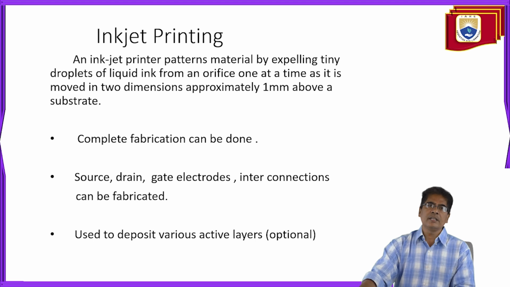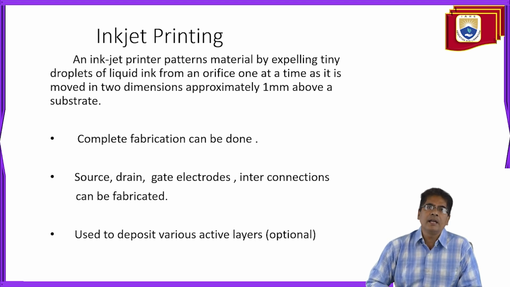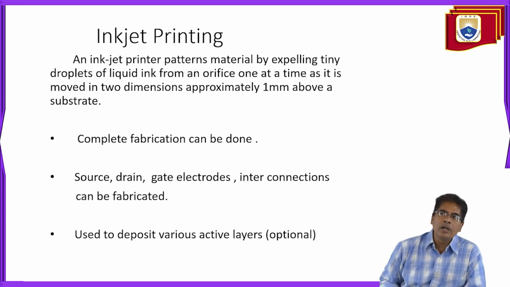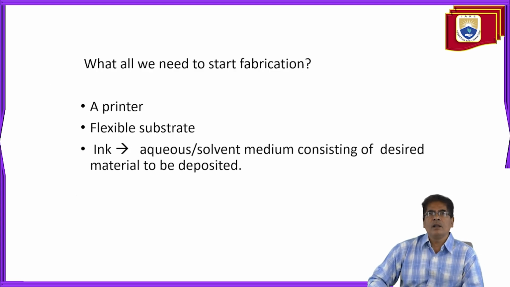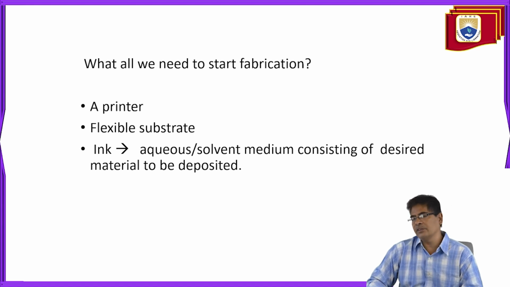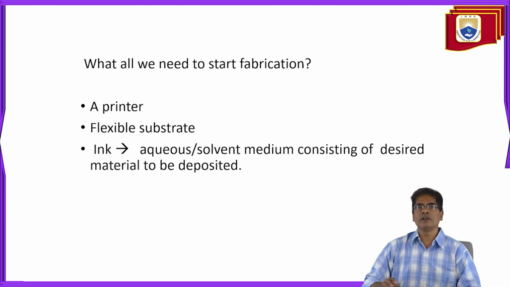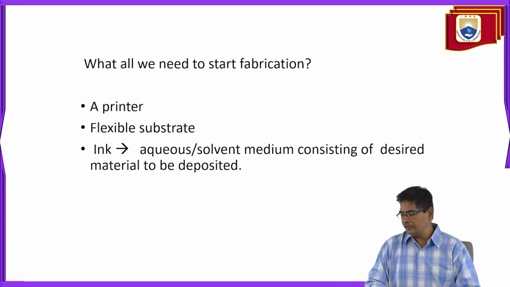If you see inkjet printing, an inkjet printer patterns material by expelling tiny droplets of liquid ink from an orifice one drop at a time as it is moved in two dimensions approximately 1 millimeter above a substrate. Complete fabrication can be done. Source, drain, gate, electrodes, and interconnections can be fabricated, and it is used to deposit various active layers. What we need to start fabrication is a printer, a flexible substrate, and ink. It can be aqueous or solvent medium consisting of the desired material to be deposited.